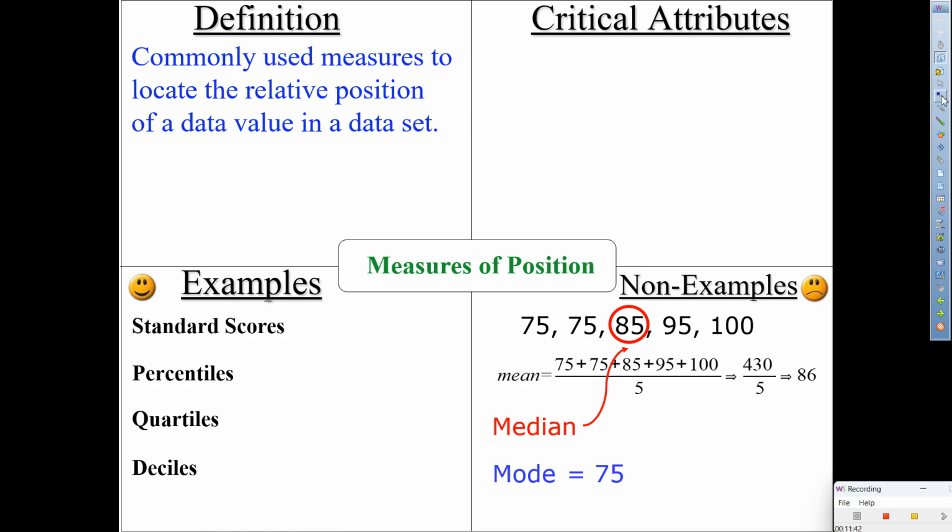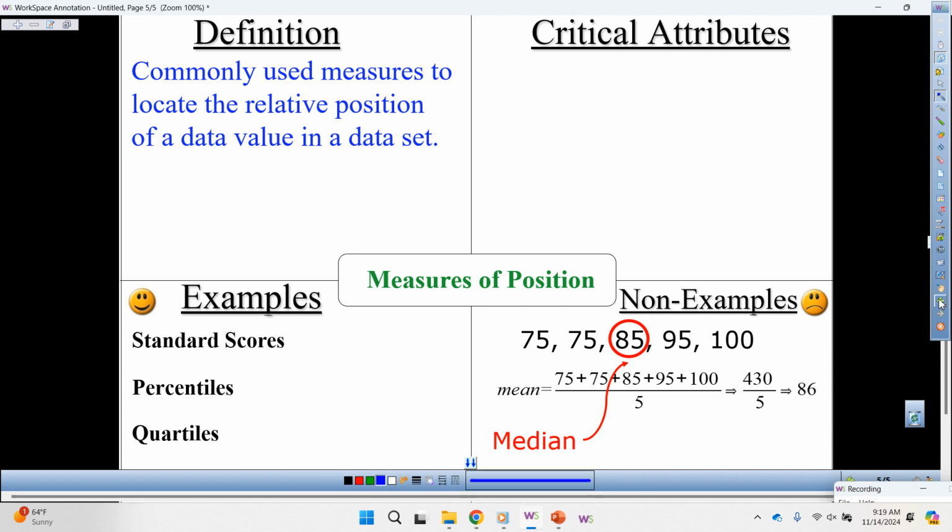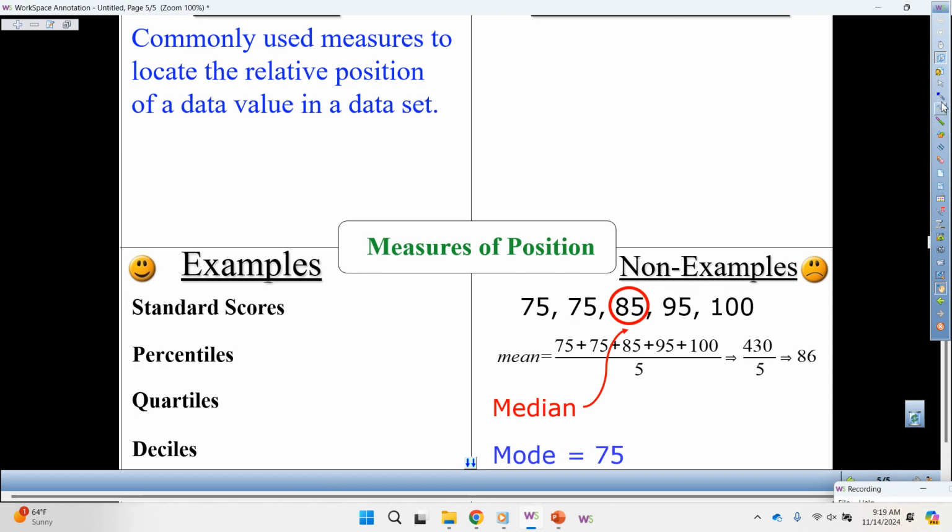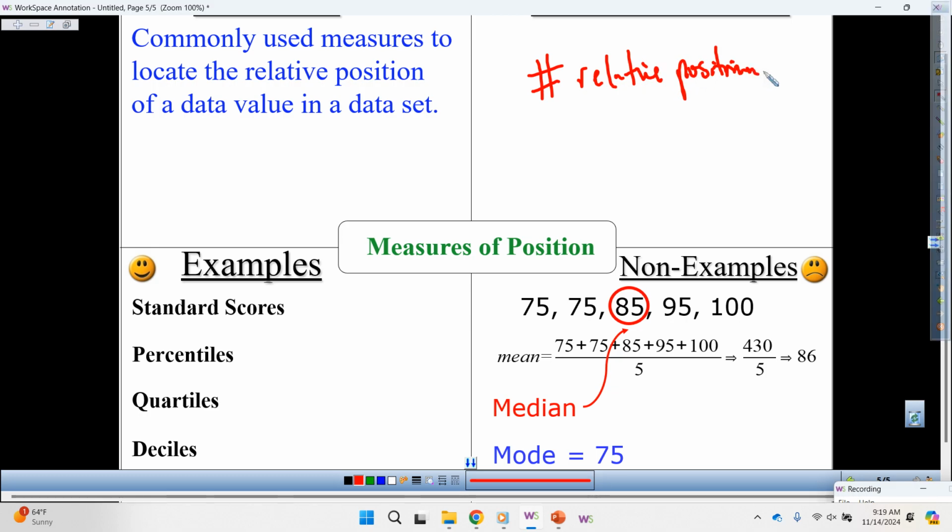All right? So for a hashtag, what are measures of position? Just put hashtag relative position of data. So basically, you're going to take a certain number, you're going to find out where exactly it fits where the data is spread, whenever we graph it, okay?